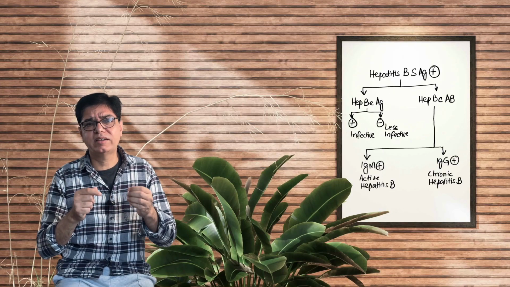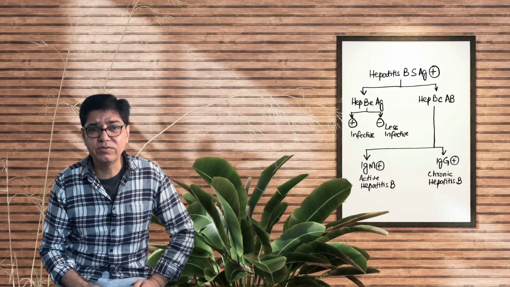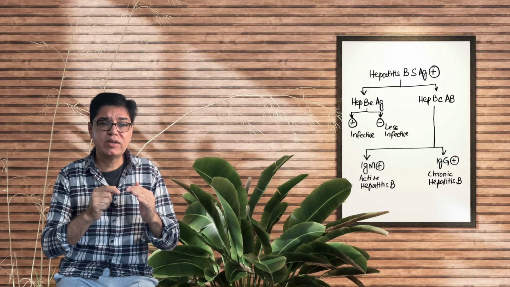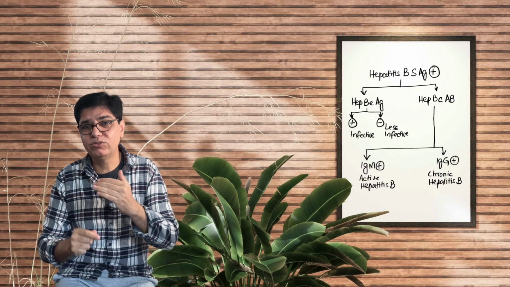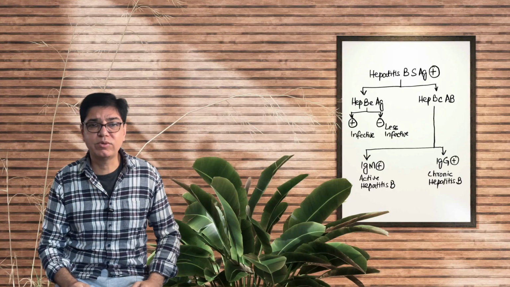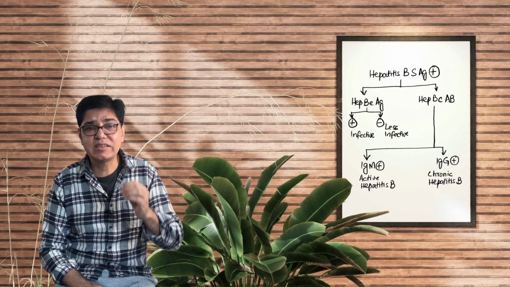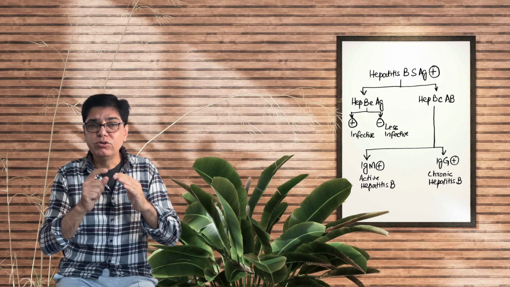So if you suspect that somebody has got hepatitis B, the first screening test is hepatitis B surface antigen. So if the hepatitis B surface antigen is positive, then you would do further tests, and if the hepatitis B surface antigen is negative, then you can do some further tests as well. So if the hepatitis B surface antigen is positive, it means that the person has got hepatitis B infection. Now, you need to do further tests.